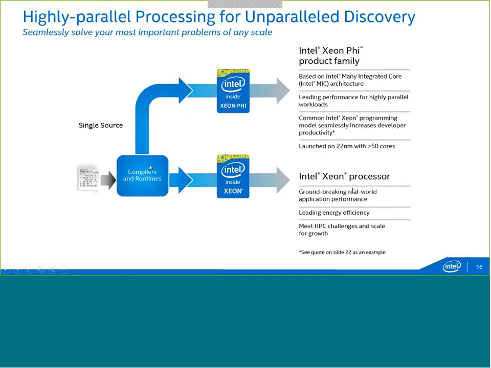So you write in your code to offload to the Xeon Phi, going up here on the top, and then it goes to the 61-core part, and it's greater than 50 cores, so we have a variety of different sizes. And then it allows it to just execute much, much faster on a highly parallelized workload.